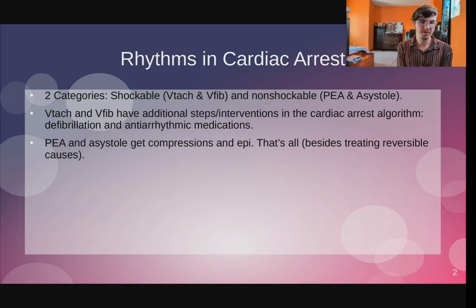Okay, so rhythms in cardiac arrest. ACLS categorizes it into two different kinds of rhythms. We have your shockable rhythms, your VTach and VFib, and your non-shockable, which is PEA and asystole. VTach and VFib have additional steps and interventions in the cardiac arrest algorithm, as you will recall. We can defibrillate, and we can also give antiarrhythmic medications, typically either amiodarone or lidocaine, according to the algorithms. PEA and asystole, they just get the compressions and the epi. That's it, besides treating reversible causes.